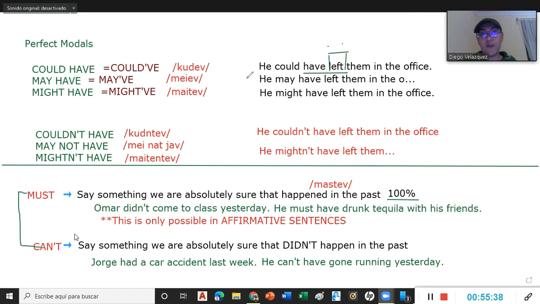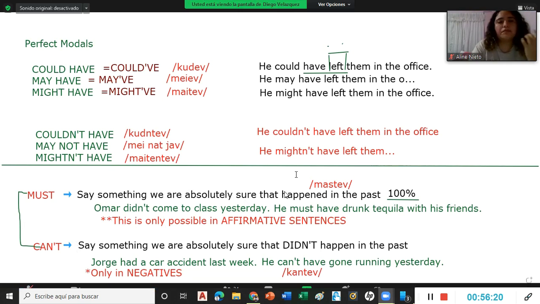And well, keep in mind that the correct pronunciation in here goes like this, can't have. He can't have gone running yesterday, okay? And well, must is only for affirmative, can't is only negative, but they are practically for the same, okay? Any questions in here for the moment? No, teacher. No, teacher.